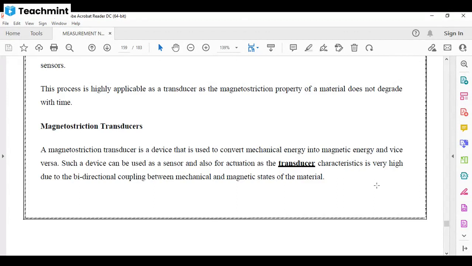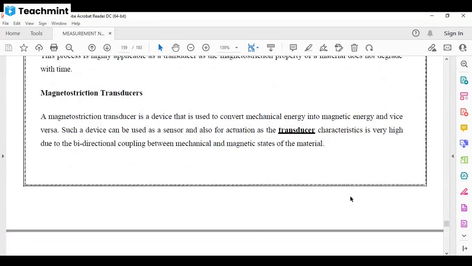And another thing, the reverse or Villari effect, is that due to the magnetization changes, the length also changes. So here the magnetic energy is converted into mechanical displacement or mechanical energy, and such a device can be used as a sensor, and also as a transducer. The characteristic is very high due to the bidirectional coupling between the mechanical and magnetic state of the material.